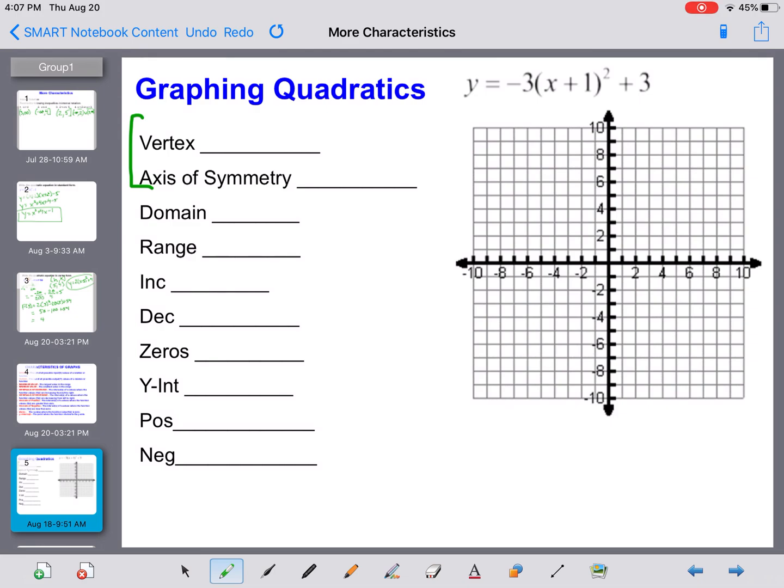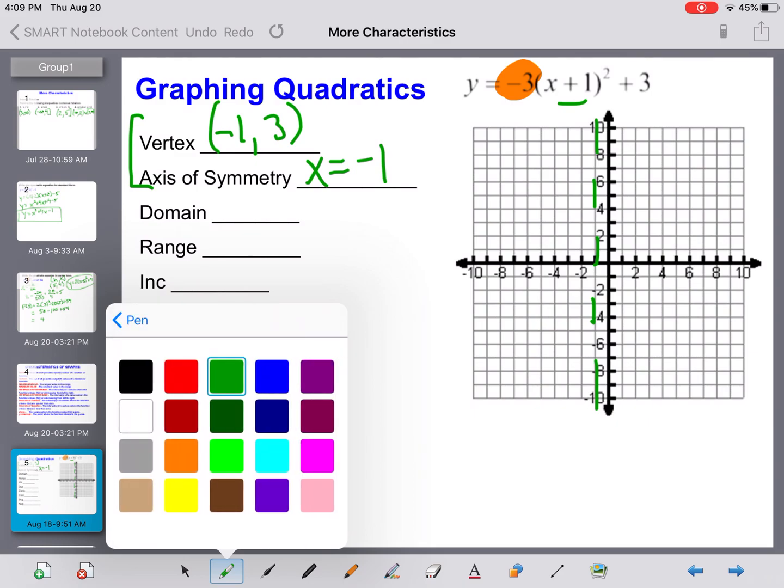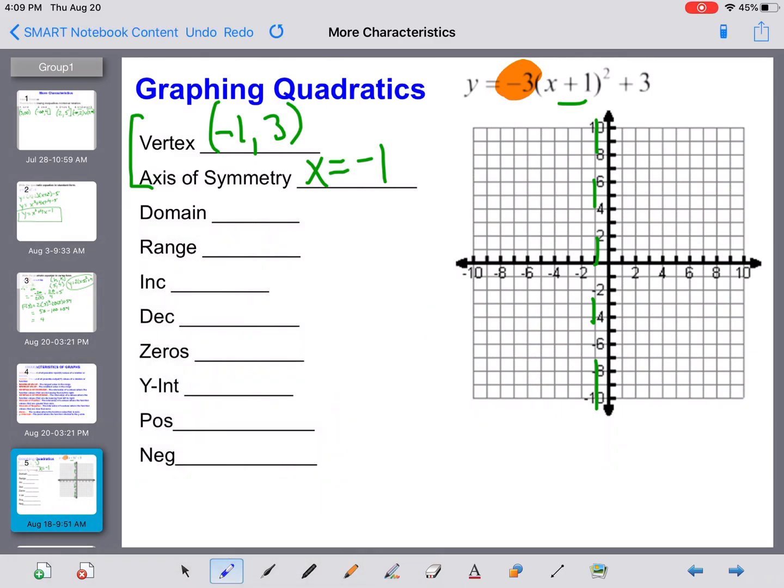So for this one, our vertex, we're going to use the opposite of 1, which is negative 1, and our k value is 3. The key important thing is we need to pay attention that when we graph this, we're going to have a reflection and a stretch at the same time. Our axis of symmetry we can find from the same information, saying it's x equals negative 1. So I'm going to graph the axis of symmetry, and then our vertex is at negative 1, 3.